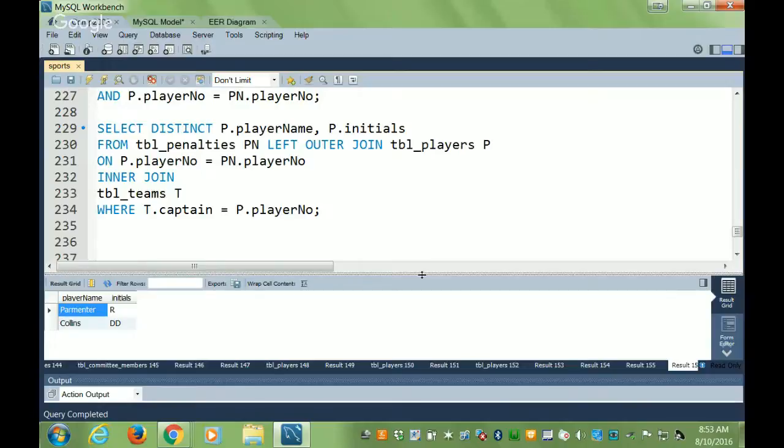So I can't say, oh, are you a captain? I can't ask that question first. I can't say, are you a captain? And then if you are a captain, did you pay a penalty? I can't go that route because of this.